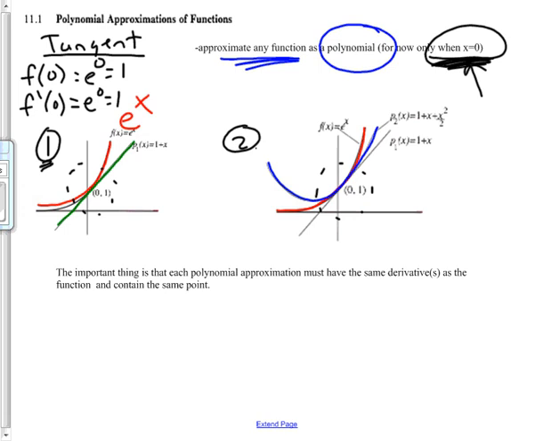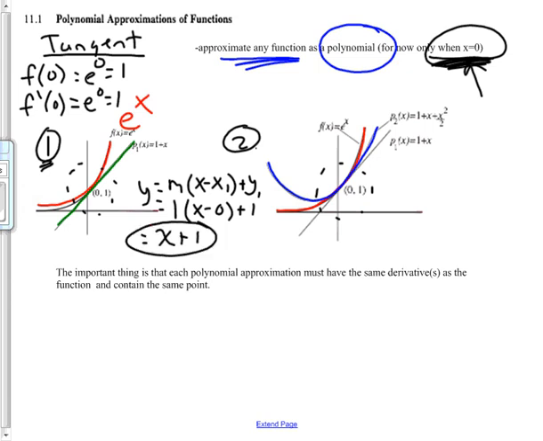So the linear equation would be y equals m times (x minus x1) plus y1, where m is 1, x1 is 0, and y1 is 1. So we get x plus 1. That's this line right here. And so for values of x that are very close to 0, this line, this linear approximation, works well.